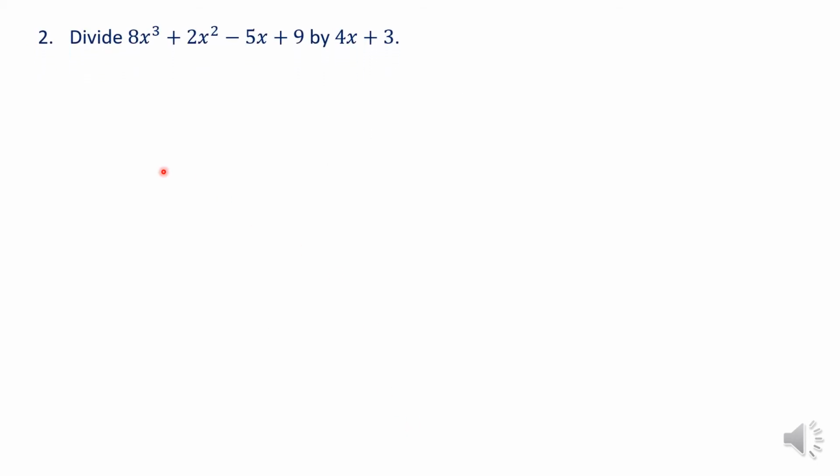All right, let's bring in the second question here. We have 8x cubed plus 2x squared minus 5x plus 9 should be divided by 4x plus 3. Long division comes to mind. What I like to do is label that polynomial as f of x, as a function of x. The reason I do that is I'm going to take this 4x plus 3, let it equal to 0, and then I'm going to solve for x.